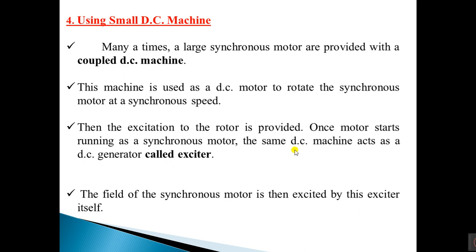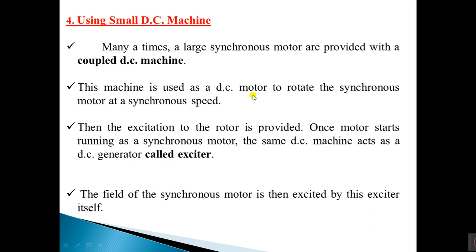Many times a large synchronous motor is provided with a coupled DC machine. This machine is used as a DC motor to rotate the synchronous motor at synchronous speed. Then excitation to the rotor is provided. Once the motor starts running at synchronous speed, the same DC machine acts as a DC generator called the exciter. So the field of the synchronous motor is then excited by the exciter itself.